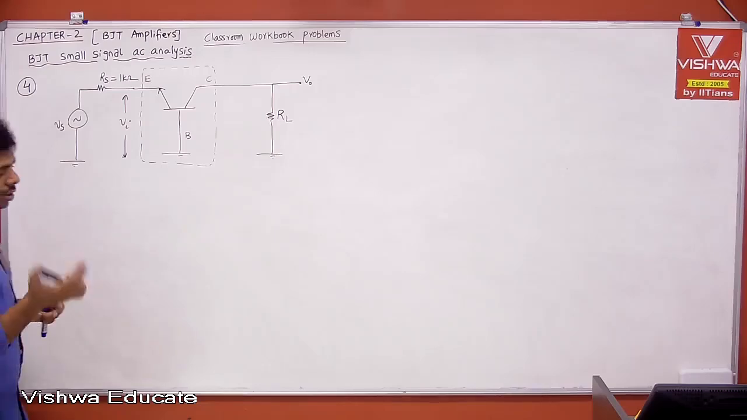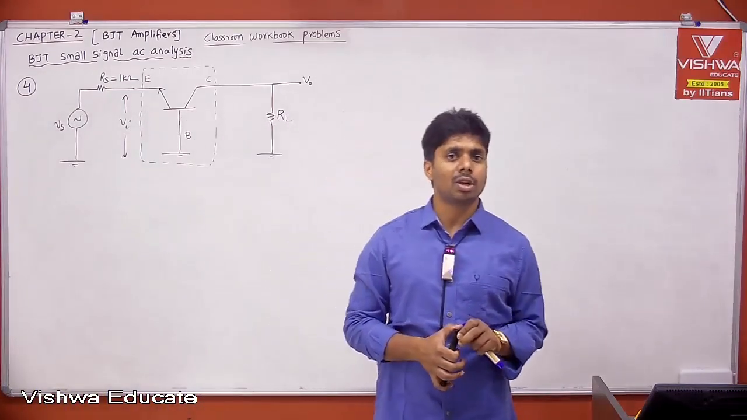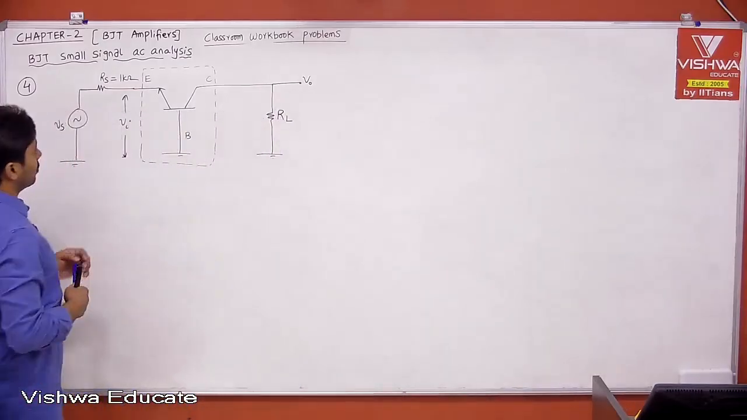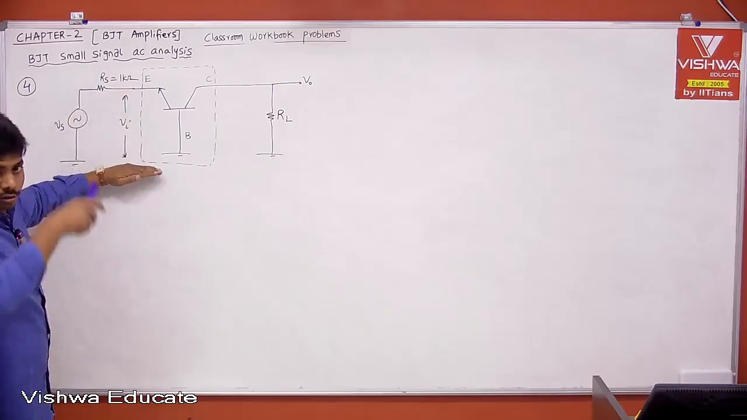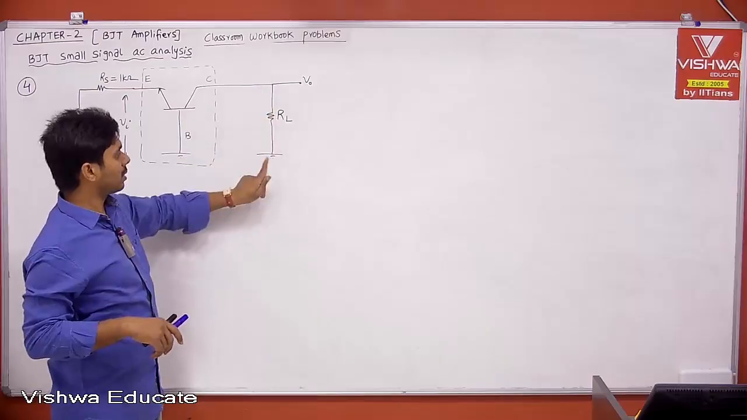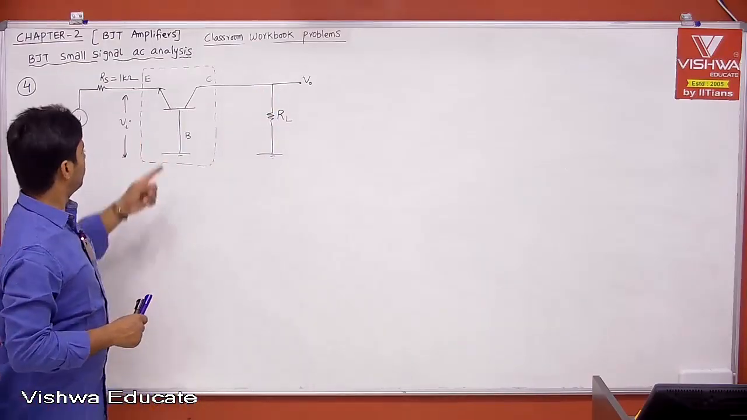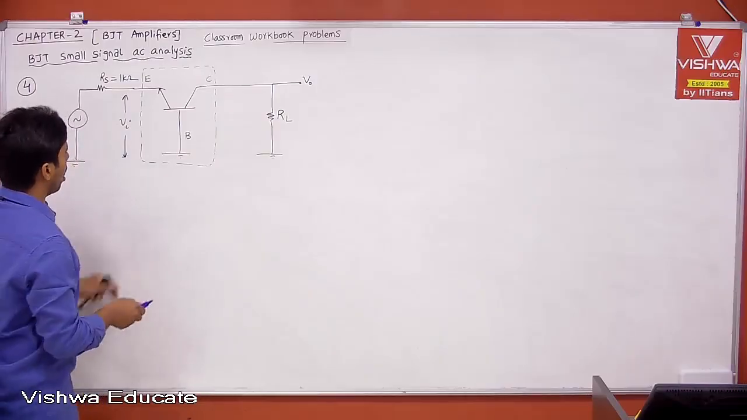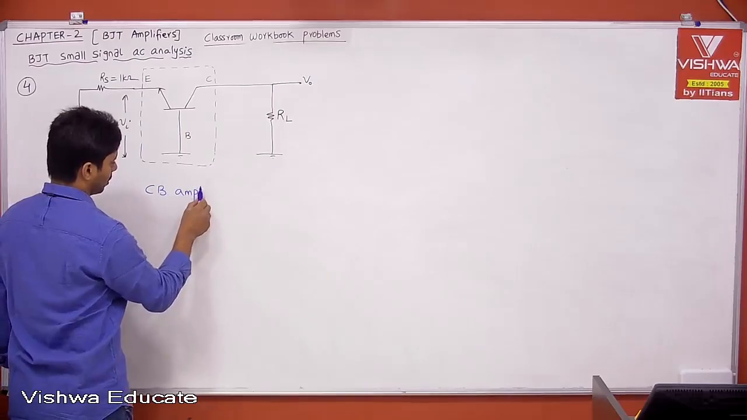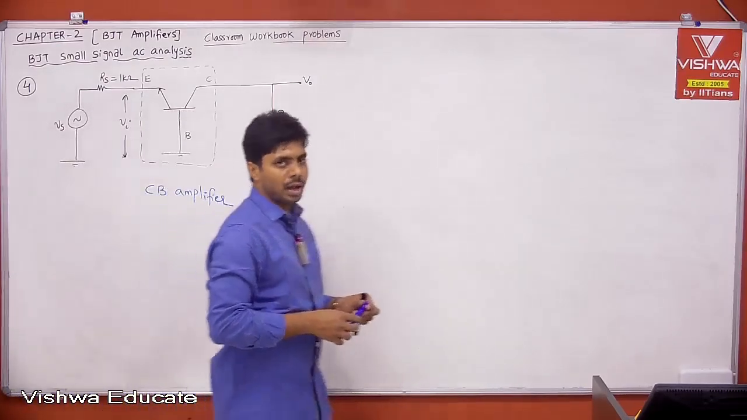Fine. Now according to our procedure, AC analysis or DC analysis, definitely AC analysis. Next step, find the configuration. What is this configuration? Applying input voltage at the emitter with respect to ground, the base is at ground, taking output voltage at the collector with respect to ground, the base is at ground. For both input and output, the base is common. Therefore this is a common base amplifier.